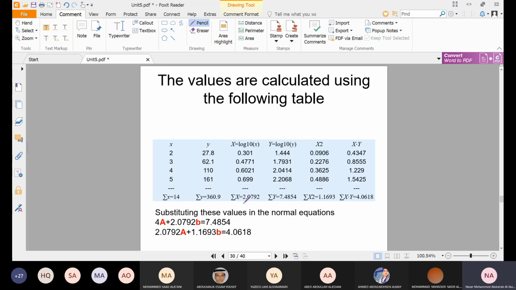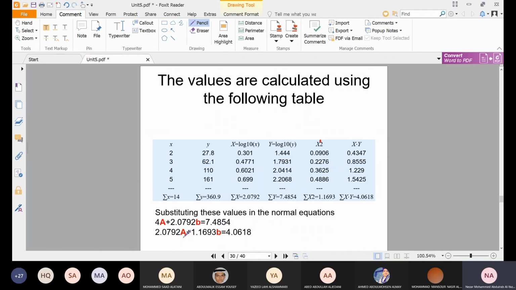So this is the table that represents what we have. This is the x's, and this is the y's, and this is the x capital that I create, and this is the y capital. Okay, so here we take the square, this represents x capital squared. Okay, and this is x capital multiplied by y capital. After that, we apply the formula.